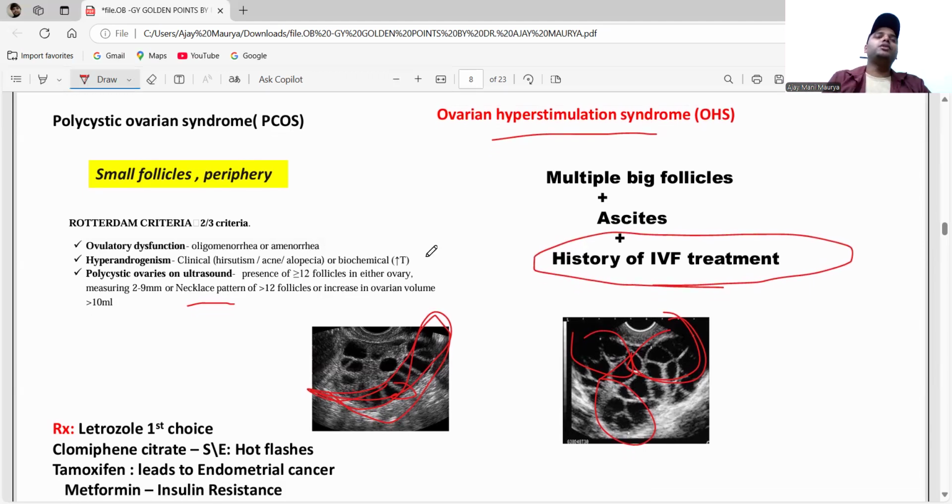Coming to the PCOS case, there are small multiple follicles here. Small multiple follicles arranged like this is called the string of pearls appearance or the necklace pattern. It follows the Rotterdam criteria. Out of 3, 2 are required for the diagnosis of PCOS. Just remember this: amenorrhea, hirsutism, and the presence of more than or equal to 12 follicles in either ovary, and ovarian volume of more than 10 ml.